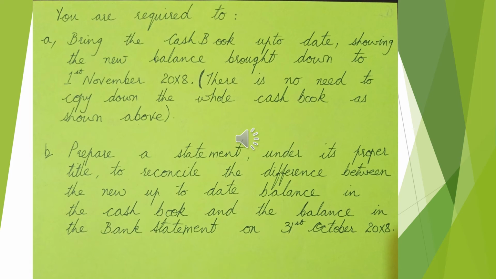Part B says, prepare a statement under the proper title to reconcile the difference between the new up-to-date balance in the cash book and the balance in the bank statement for the 1st of October 2008.